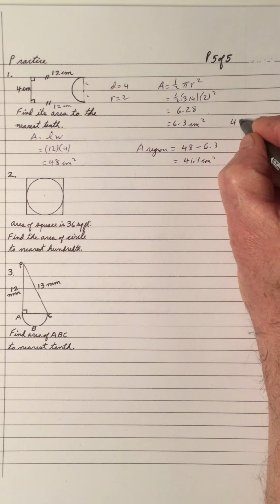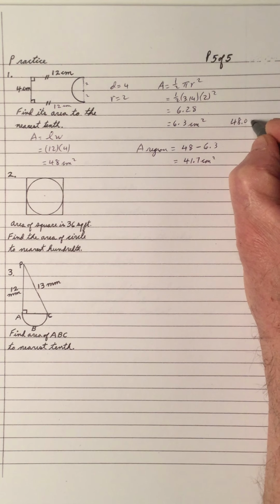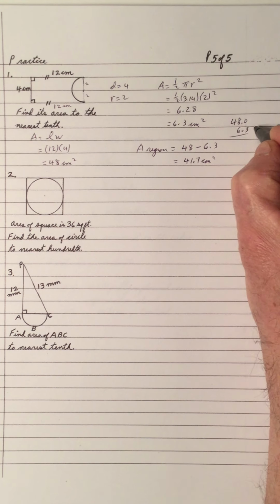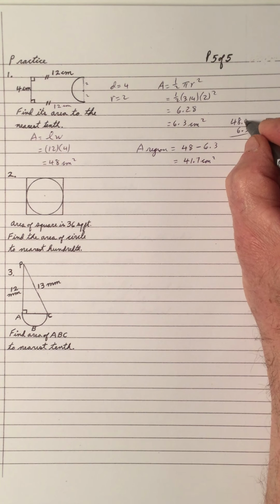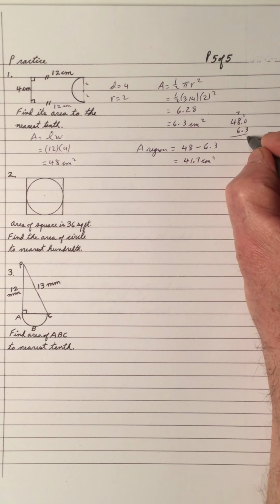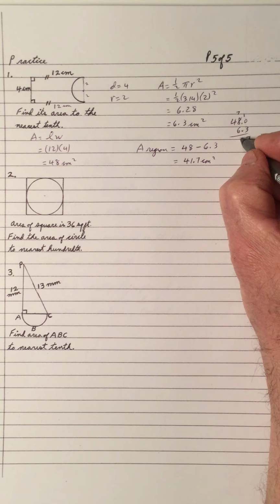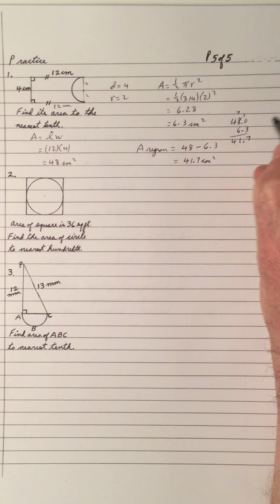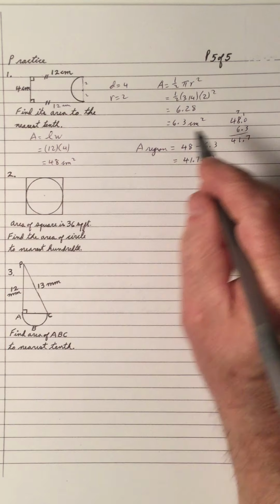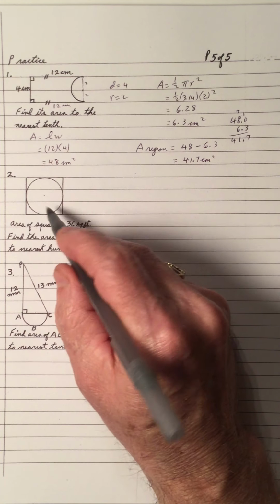Again, 48 is a decimal right there, and the 6 is 6.3. And when you subtract, you can't. So the 8 becomes a 7, and that becomes a 10. 10 subtract 3 is 7. 7 subtract 6 is 1. So 41.7 centimeters squared.